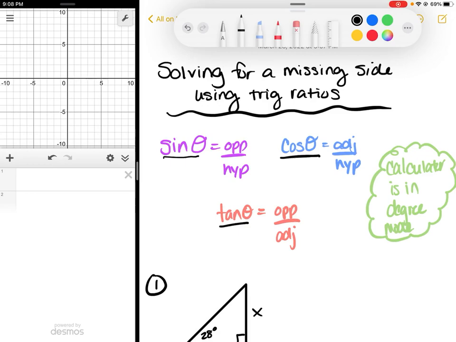Now, the big kicker is your calculator has to be in degree mode. I'm going to show you in this video how to put Desmos in degree mode, and then I'll have to send you a separate one that shows you how to put your TI-83 if you want to use a TI-83. It doesn't matter which one. I'm going to be using Desmos because it's what you can see on my screen, okay?